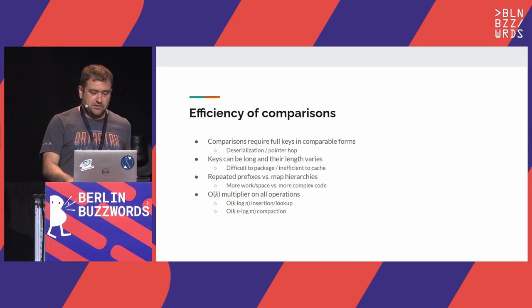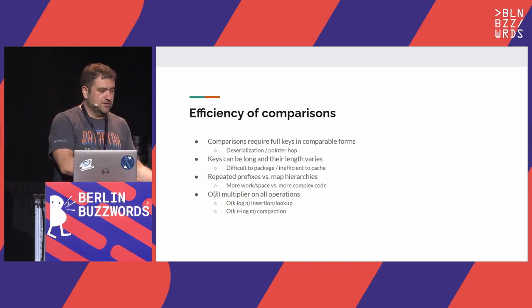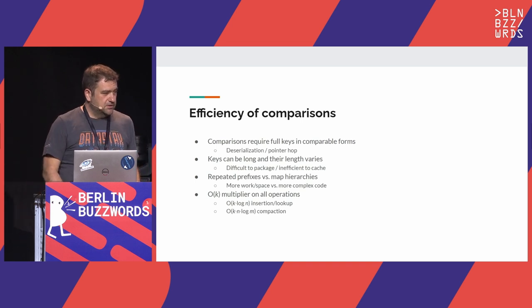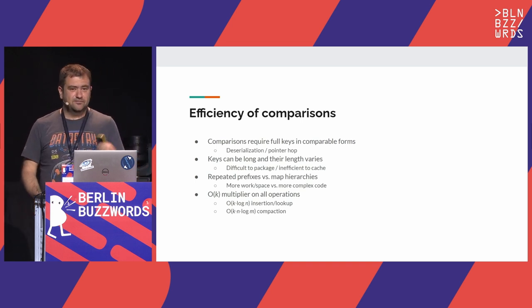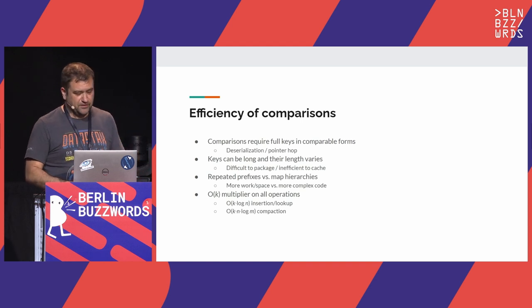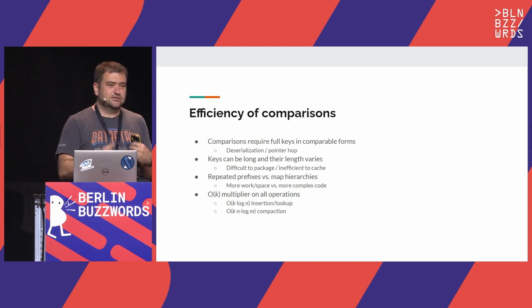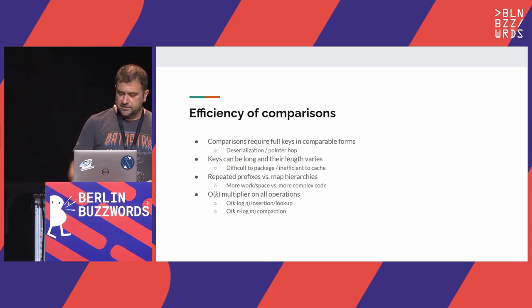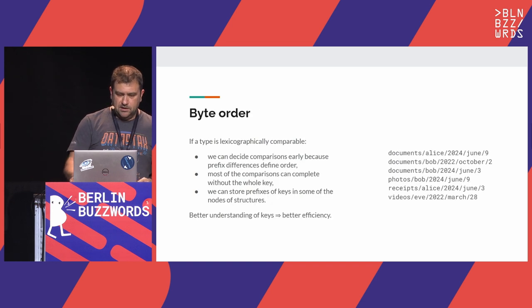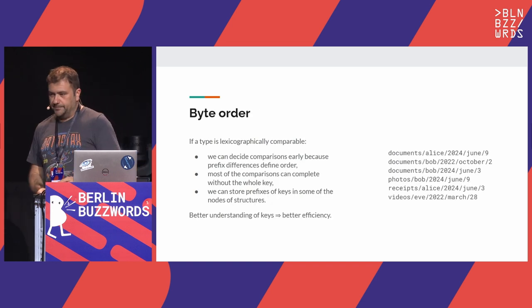The final point here is that since we're doing comparison and our keys are, if they are k bytes long, then we always have this O(k) multiplier for every comparison. So if we have a logarithmic structure, this logarithm is multiplied by the length of the key as well. Can we do better?